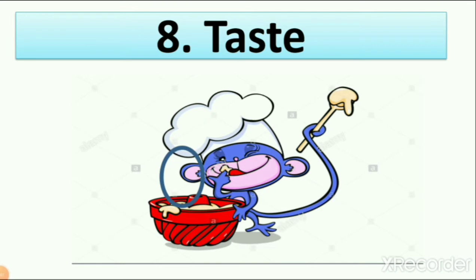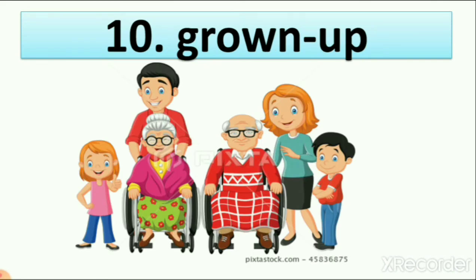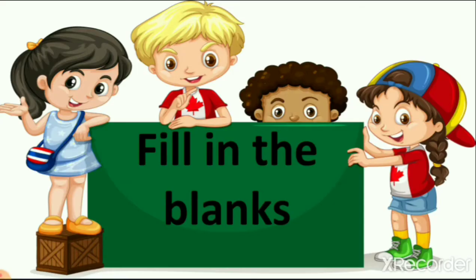Taste is one of our senses, and we use our tongue to taste different types of things. Like when we are making some food, our mother first tastes it, then we all are eating, right? So taste. Touch. Grown up means elder people, mother, father, grandfather and grandmother. Then our question number 2, fill in the blanks, which we learned in the previous lecture.